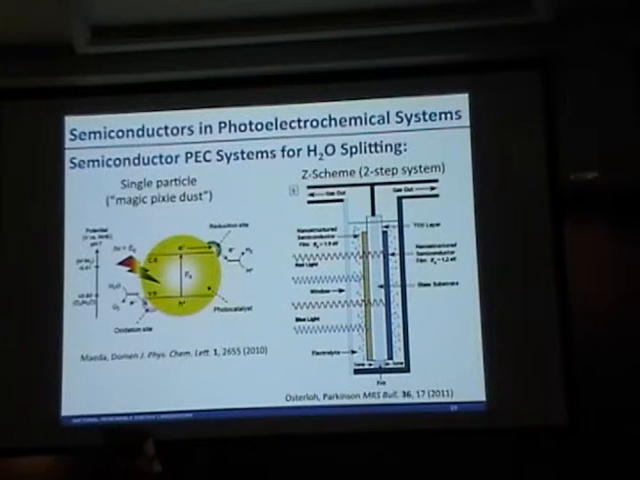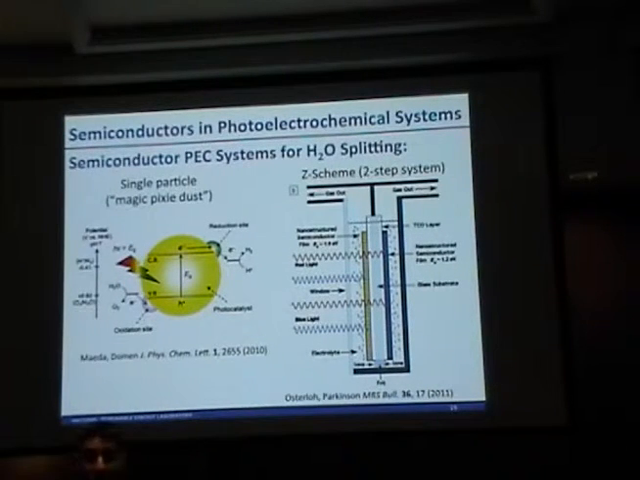Art's finish to his talk was actually a great lead into where we're going next. I'll change gears a little bit to photoelectrochemical water splitting, which from here on out I'll probably just say PEC. Art mentioned that he thinks the Z-scheme, which is a two-step system, is definitely the way to go, and I'm in agreement with that. I'll get to that in a second, but there are a lot of other people out there who are popularizing the magic pixie dust approach.